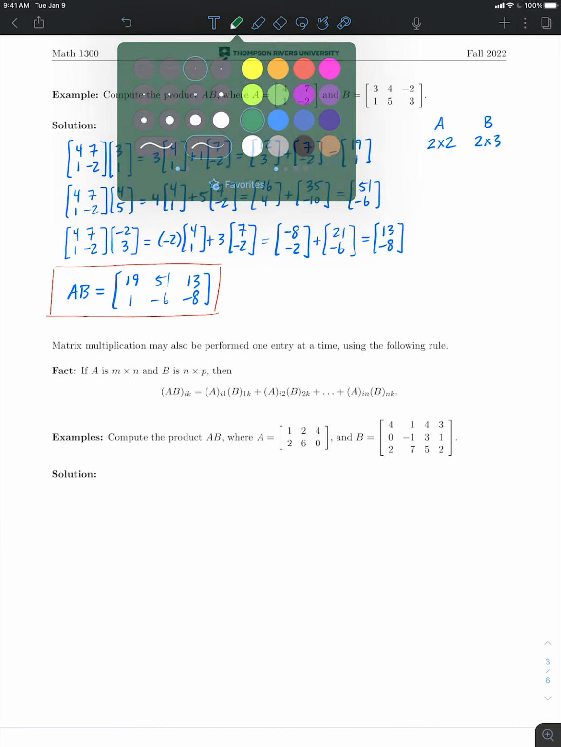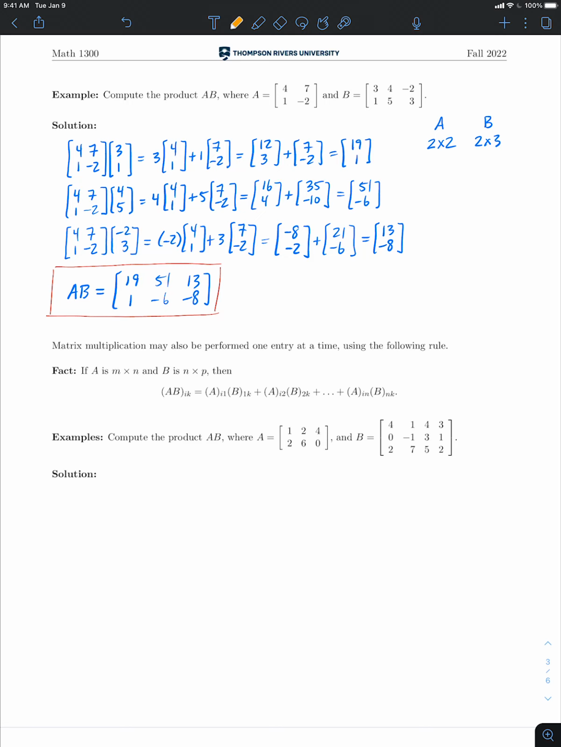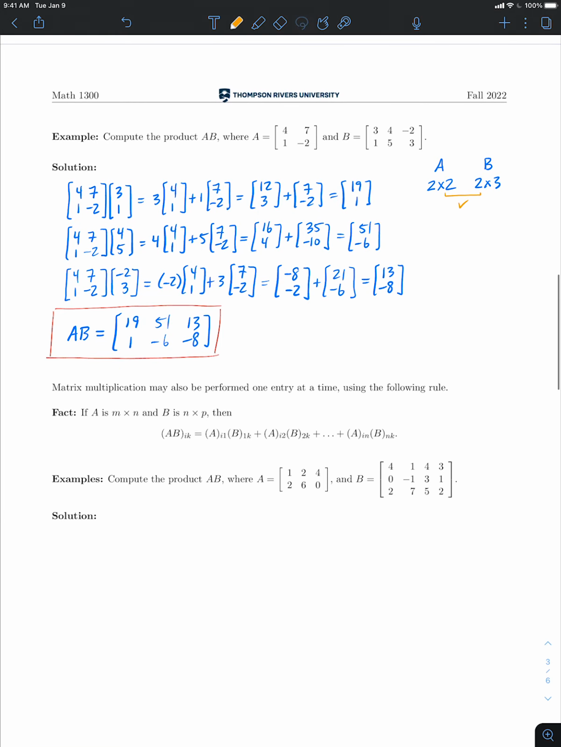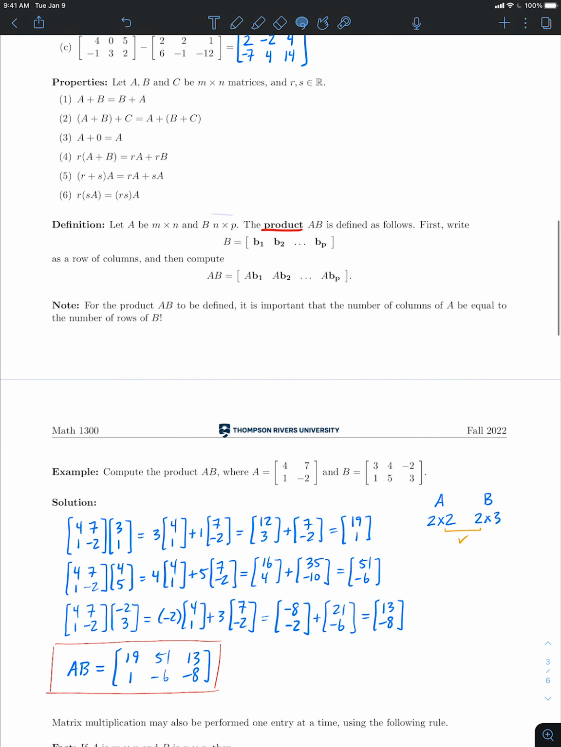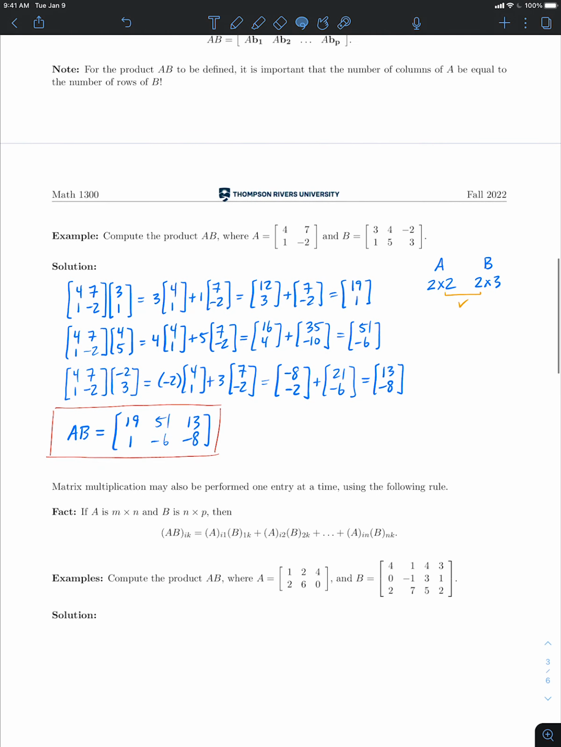So now what you do, I shall use yellow. You look at the two inner numbers and make sure that they are the same. That's the number of columns of A and the number of rows of B. Those two numbers need to agree. That was really what we mentioned up here. A has to be M by N and B has to be N by P. So the number of rows of B and the number of columns of A has to be the same. And in this case it was, and that's why we were able to compute the product of these two matrices.